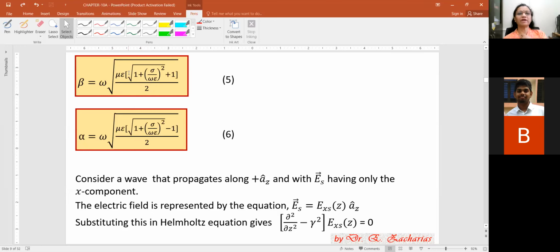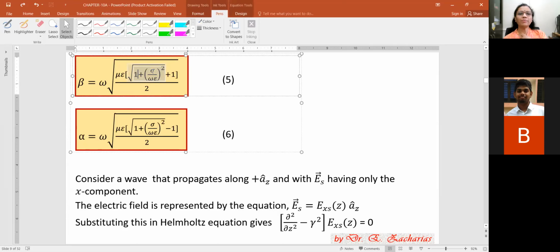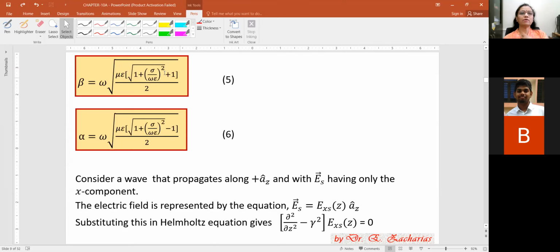And then inside the square bracket, you're going to have 1 plus sigma by omega epsilon, whole square. Here also you have 1 plus sigma by omega epsilon square with an under root. For both of them, it is common. And when it is beta, you have a plus 1. And when it is alpha, you will have a minus 1. That's the difference. If you remember one, you can get the other. For alpha, it will be a minus 1, and for beta, it will be a plus 1.